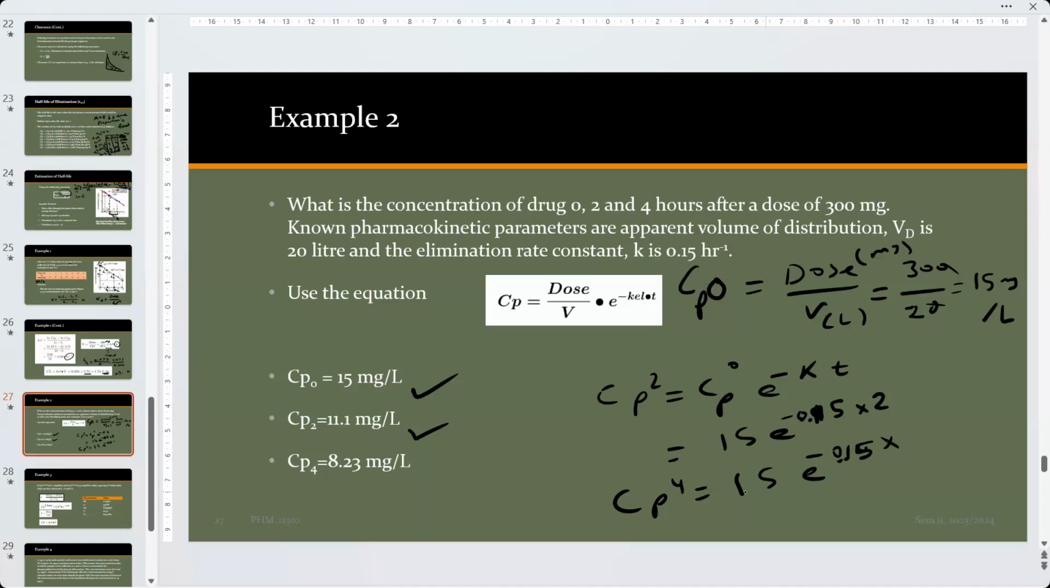Okay, times. Here I use CP node. So the time between CP node and 4 hours is 4 hours. And I get the result. You should get this one.